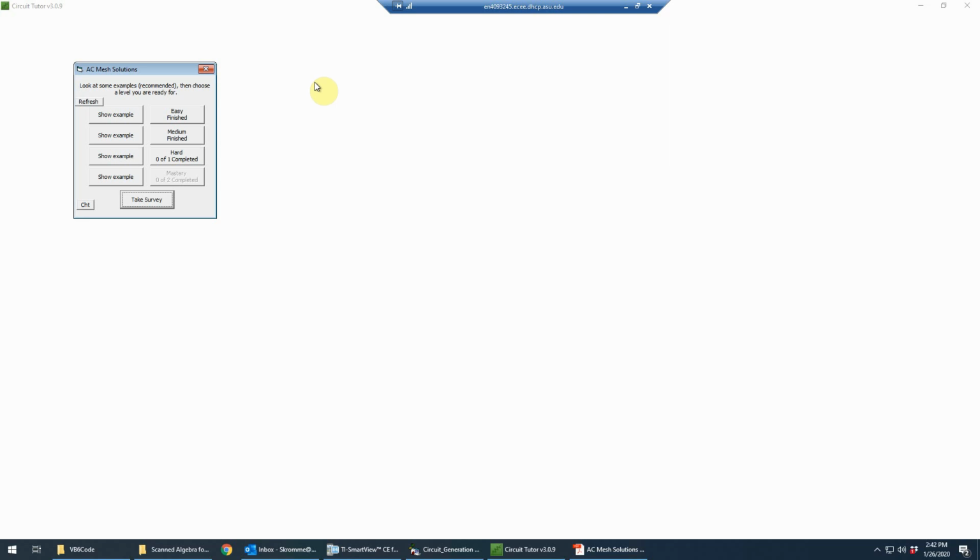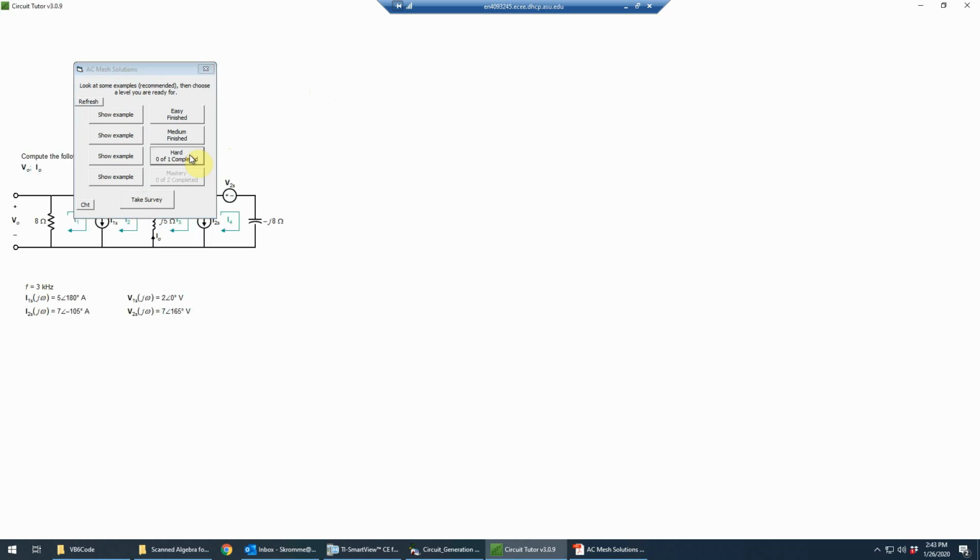This is an example of a problem on the AC Mesh Solutions tutorial in Circuit Tutor on level 3, or the hard level. As always, we have examples available in multiple levels of difficulty, and it's recommended that you look at some of those prior to trying to solve the problems. Okay, so we're going to go into this problem at the hard level.